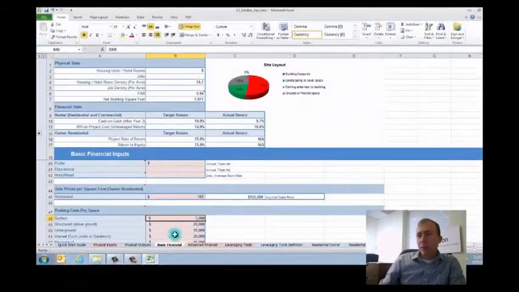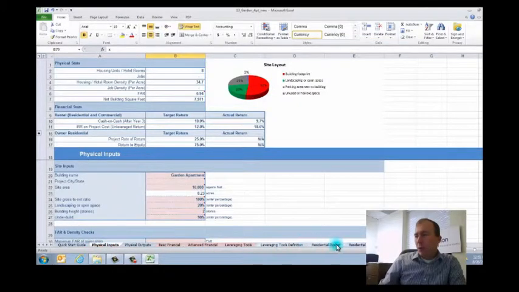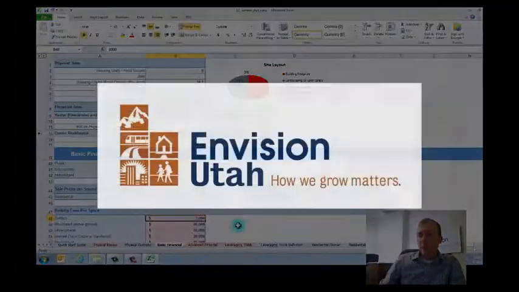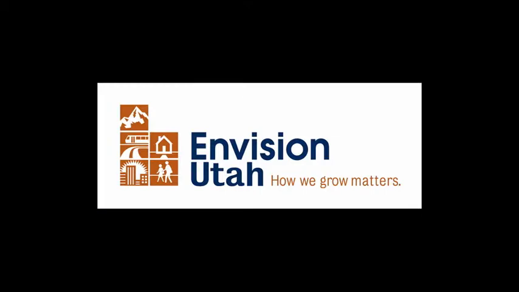So those are the basics of the inputs for the building prototype library. I wouldn't be too intimidated by all of the tabs in this spreadsheet. While you're getting used to the model, I would primarily look at the physical inputs and the basic financial tabs and get as much information as you can for those pink cells.